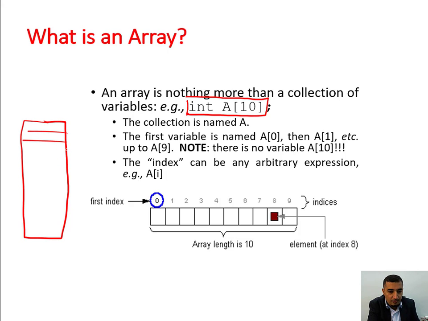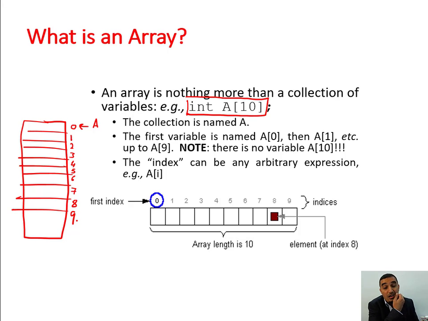10 locations: 0, 1, 2, 3, 4, 5, 6, 7, 8, 9. So we have defined in the memory 10 locations starting at 0, then 1, 2, 3, 4, 5, 6, 7, 8, and 9. So these are 10 locations reserved for a. a is basically the starting address for these locations.